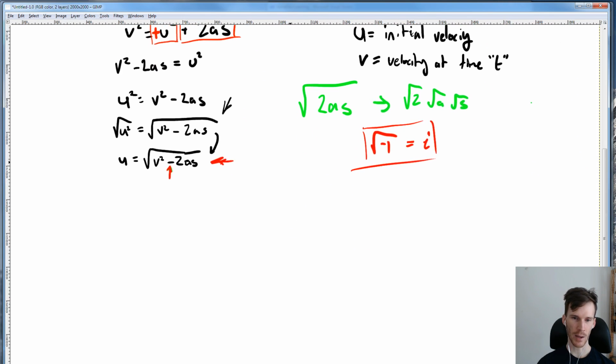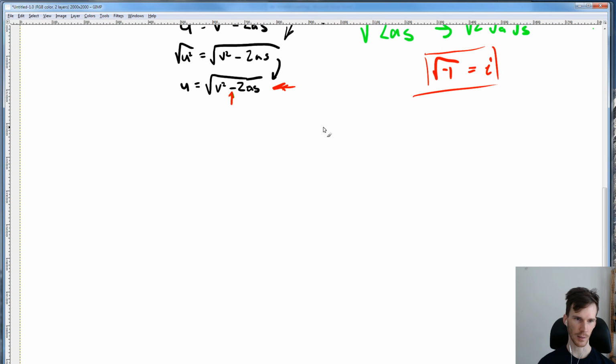Okay, so now we have to move into 2 dimensions. I'm going to redraw this diagram. So we start here, we go up, we hit a point there, we come down and hit a target.